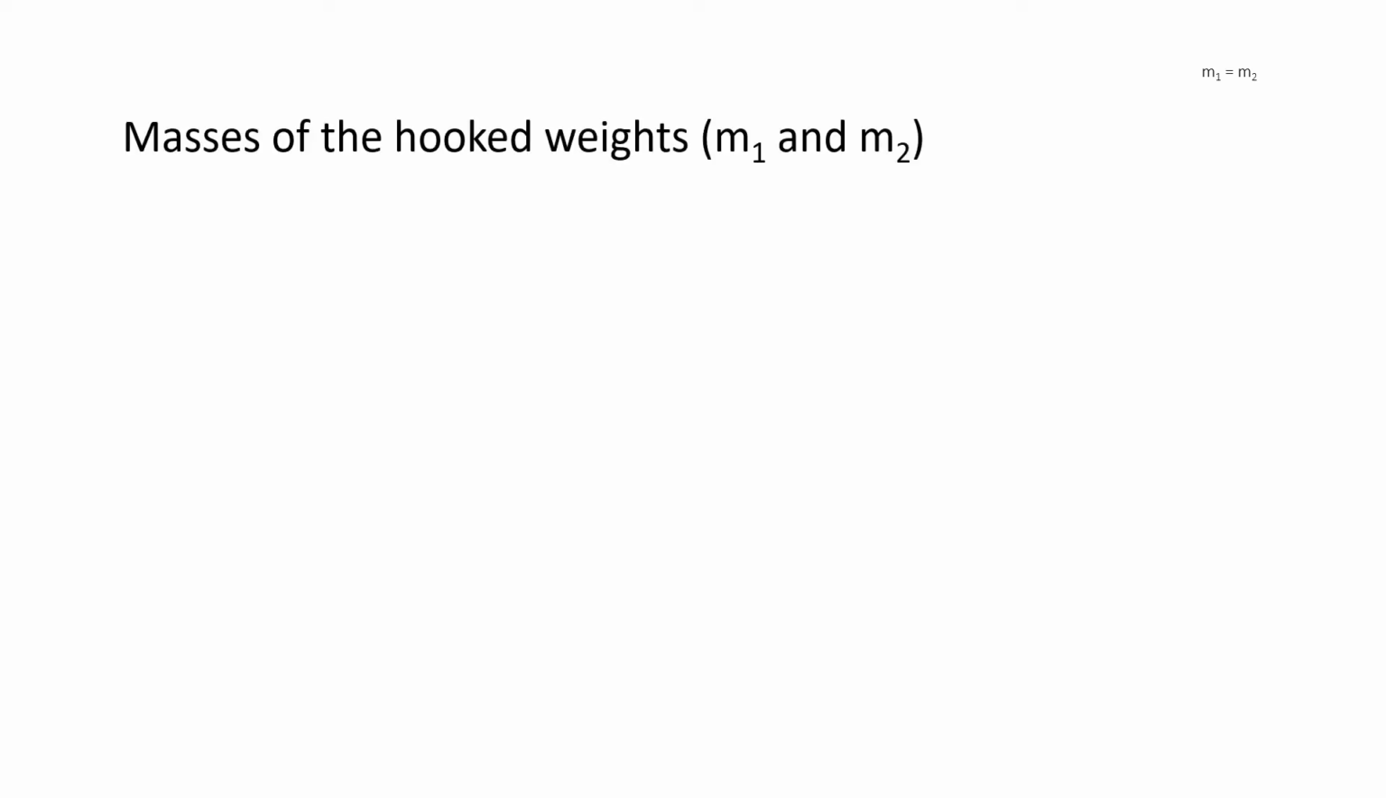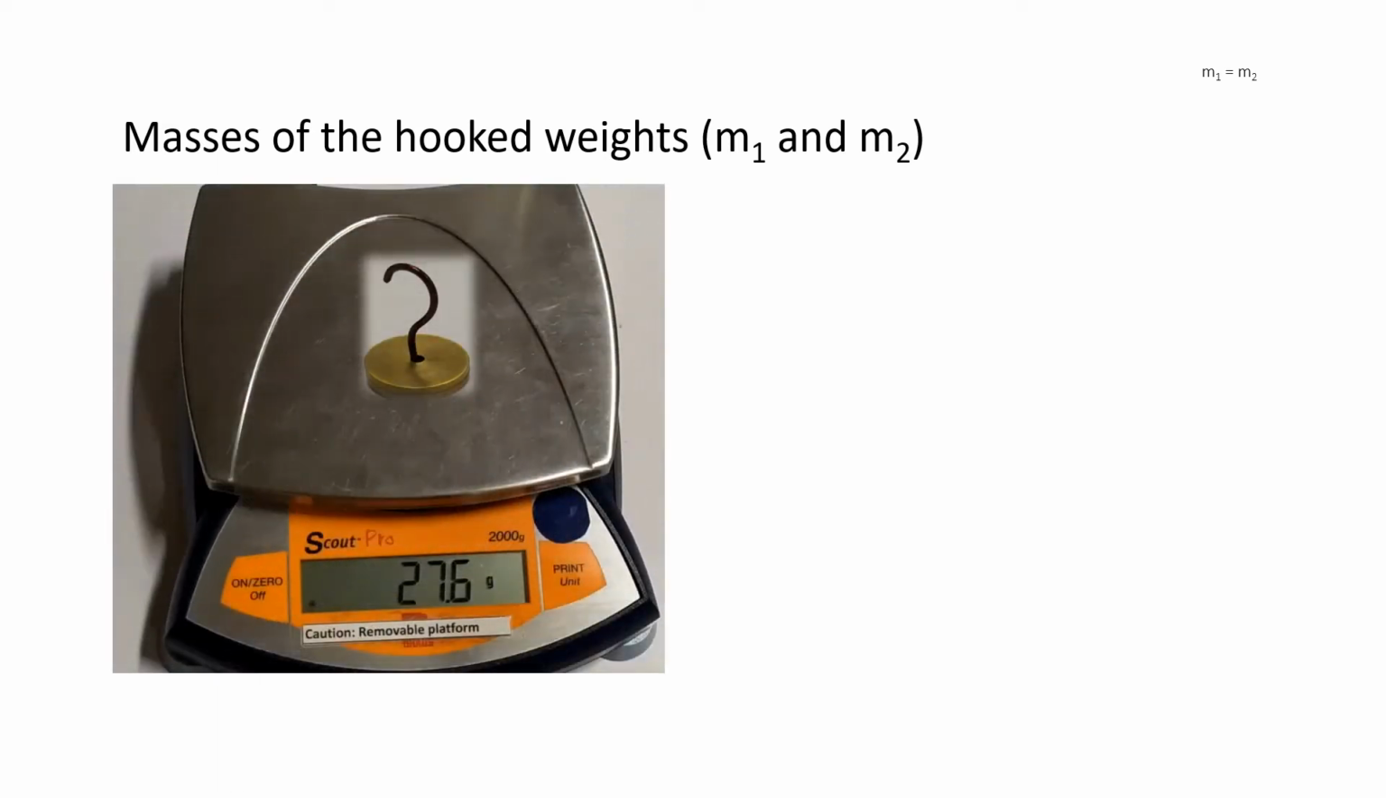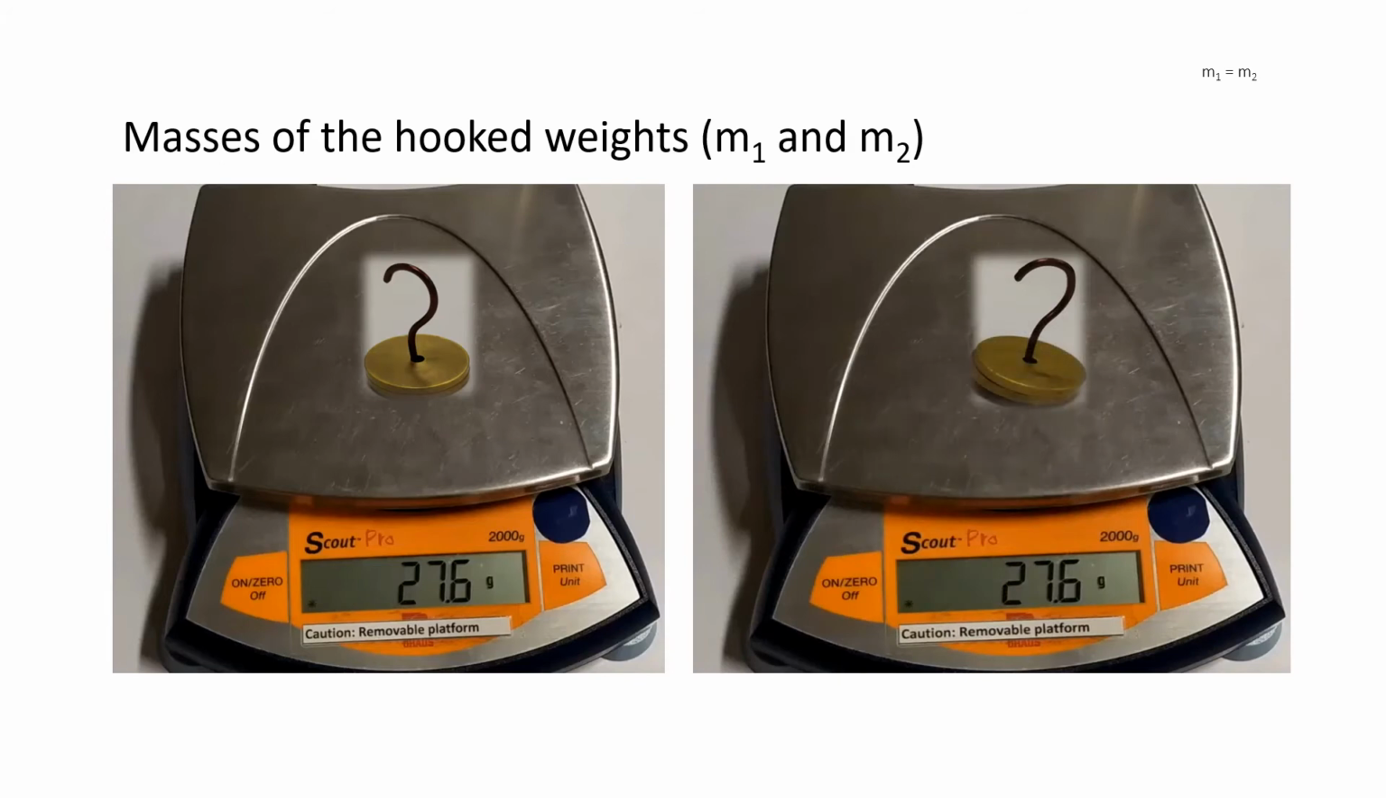Let's study the behavior of the system of masses when the masses are equal. The masses of the hanger and weights are obtained using a digital balance. The masses m sub 1 and m sub 2 are equal and both 27.6 grams. In this experiment, only m sub 1 will be changed.